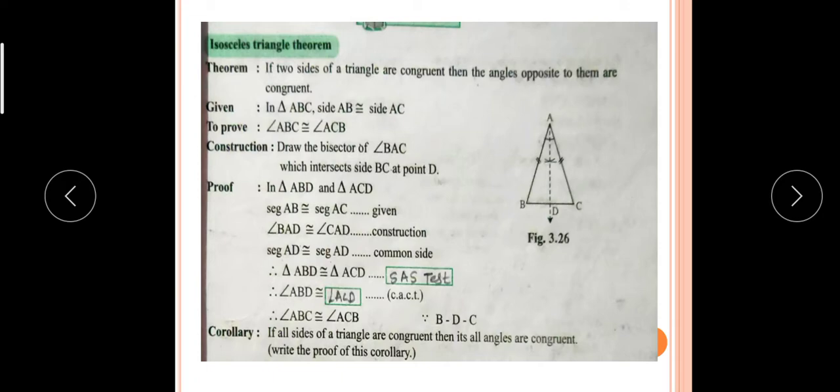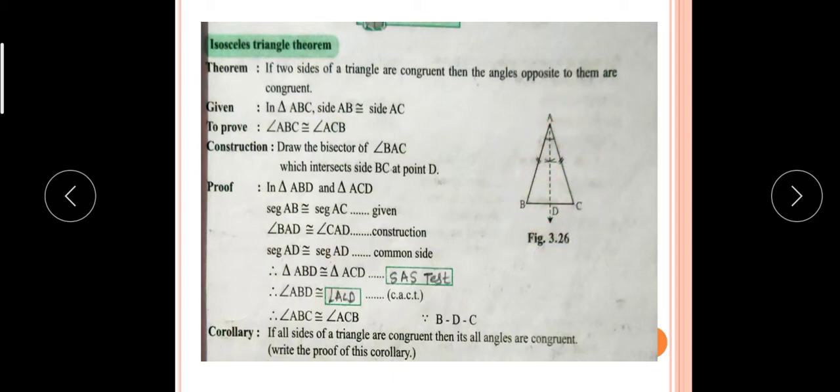Draw the bisector of angle BAC which intersects the side BC at point D. Angle bisector, all of you know that. It divides the angle into two equal parts. So draw the angle bisector of BAC. It divides the angle into two equal parts, meaning angle BAD is equal to angle CAD.